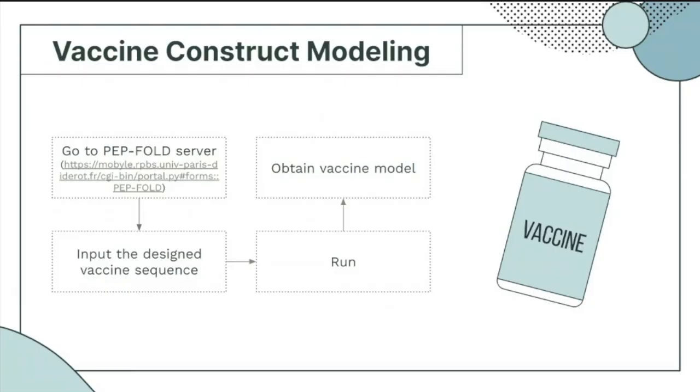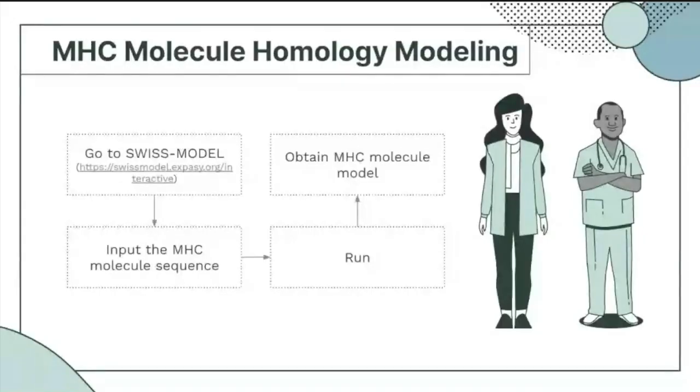Then the web server will predict the peptide structure through de novo peptide structure prediction. And the predicted structure of the vaccine will further be used for molecular docking with the MHC molecule. And the next step is the MHC molecule homology modeling. In this experiment, the SWISS-MODEL server will be used to obtain the structure of MHC molecules. And during this step, the selected MHC sequence will be inputted to the server and run to obtain the structure that will further be used for molecular docking.